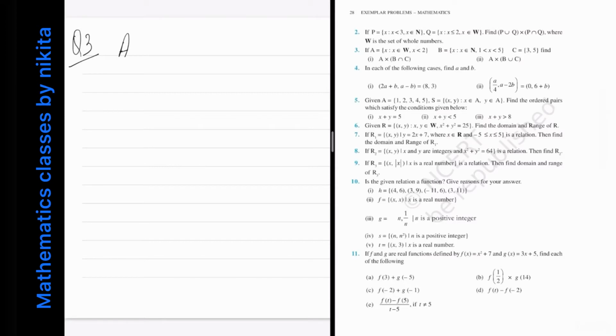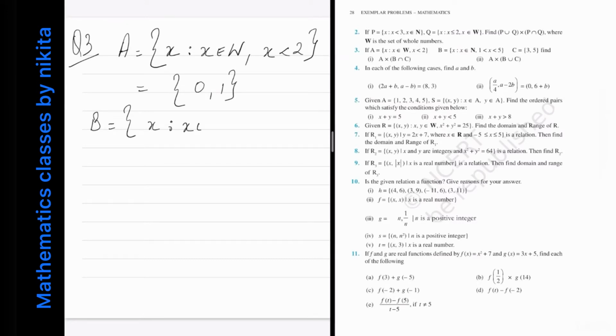What is A? A is equal to all those x such that x is coming from the set of whole numbers and x is less than 2. So first of all, the whole numbers which are strictly less than 2. So it is 0 and 1. And what is B? B is equal to all those x such that x belongs to N and 1 is less than x, x is less than 5. So all the natural numbers between 1 and 5. So 2, 3 and 4. And the set C is given to be {3, 5}.